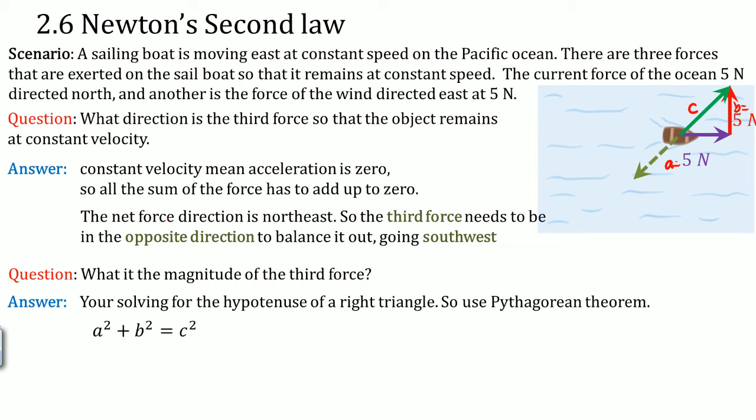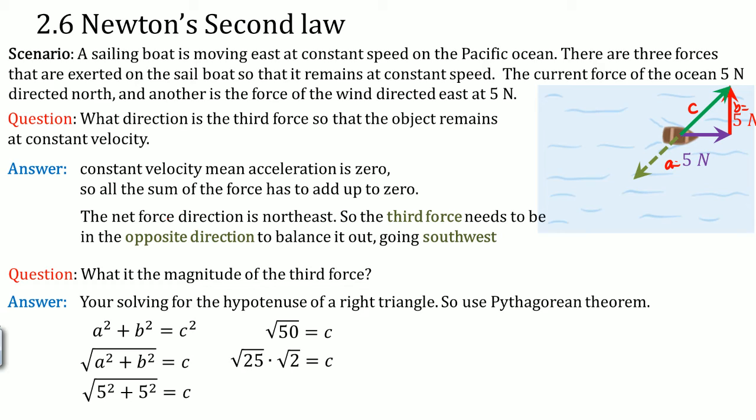The equation, which is given on the formula sheet, is a squared plus b squared equals c squared. Solving for c, take the square root of both sides. Plug in the values. A was 5, B was 5. You get the square root of 50. Here you have to actually learn how to reduce this. So you want to split it into two parts. The first part is 25 and the second part is 2. So it's the square root of 25 times the square root of 2.